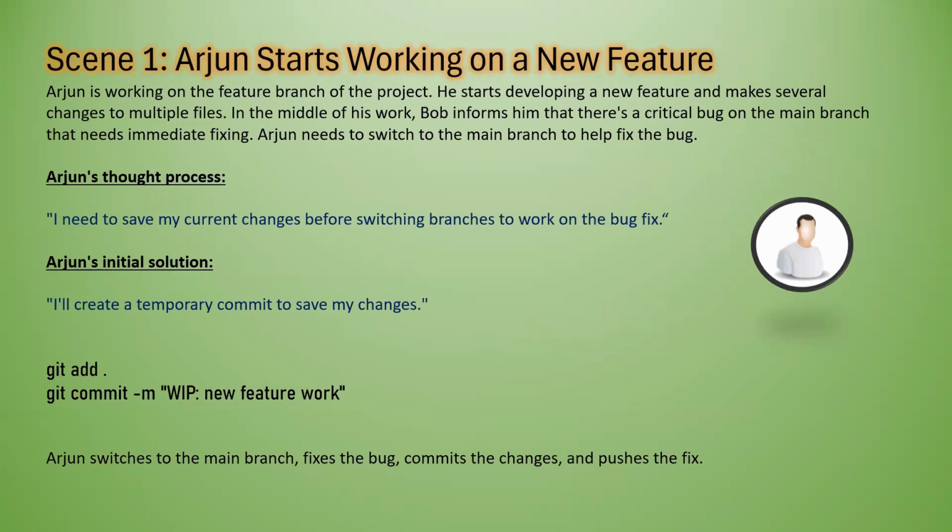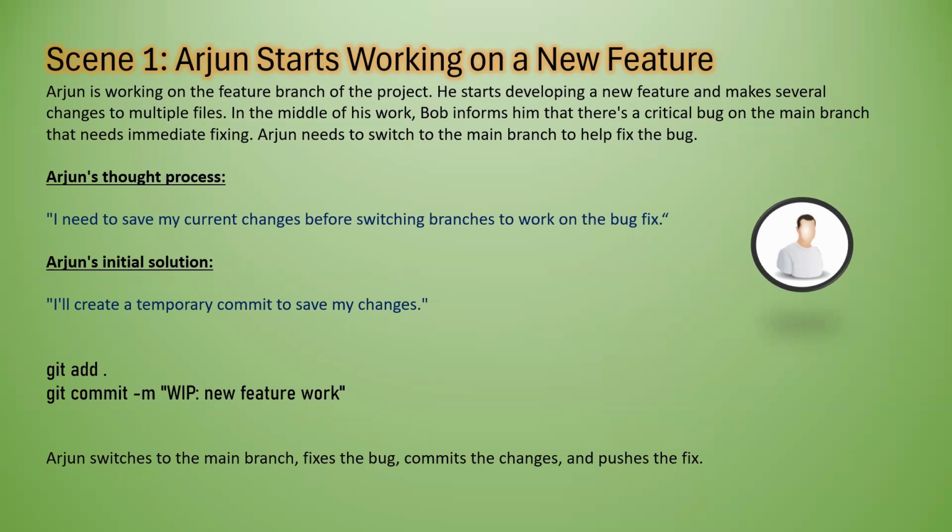Scene 1. Arjun starts working on the new feature. Arjun is working on the feature branch of the project. He starts developing the new feature and makes several changes to multiple files. In the middle of his work, Bob informs that there is a critical bug on the main branch. Immediately, Arjun has to switch to the main branch and give the fix.